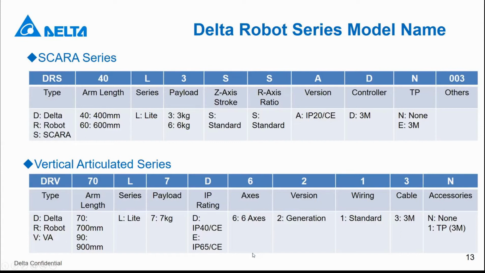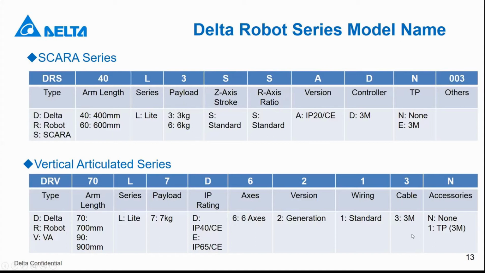And next is the axis number. For now, we only have a 6-axis version of the articulated robot. But for more flexibility, maybe in the future we'll have a 7-axis version. And for generation, we have generation 2 for now. This is also fixed. And for the wiring, this means the tool at the end, how to wire the tool in the end effector. For now, we don't have a standard version, but in the future we will also have a different version choice.